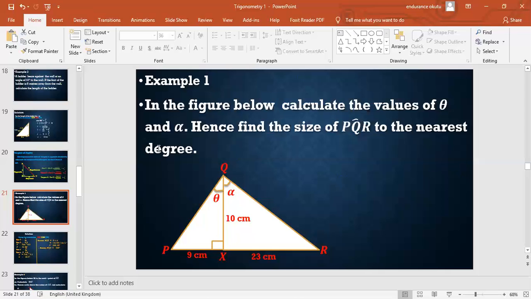Now, we have two triangles in one. So we are going to take one after the other. We are going to solve one after the other. Now, let's look at the solution.